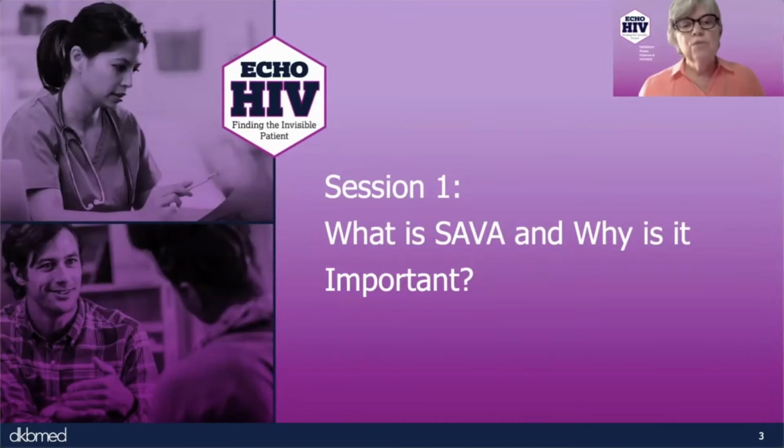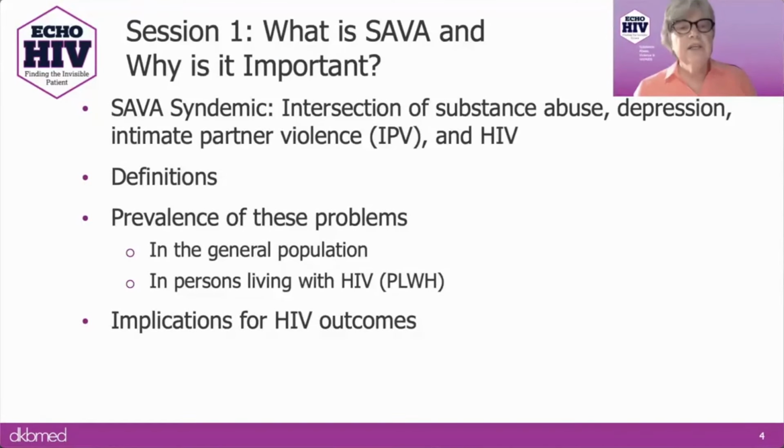In session 1, we will talk about what is SAVA and why is it important. SAVA is known as a syndemic. It is the intersection of substance abuse, intimate partner violence, and HIV, and we've added in depression. These are intersecting epidemics. We're going to talk about the prevalence of these problems in the general population, as well as in persons living with HIV, and their implications for HIV outcomes.